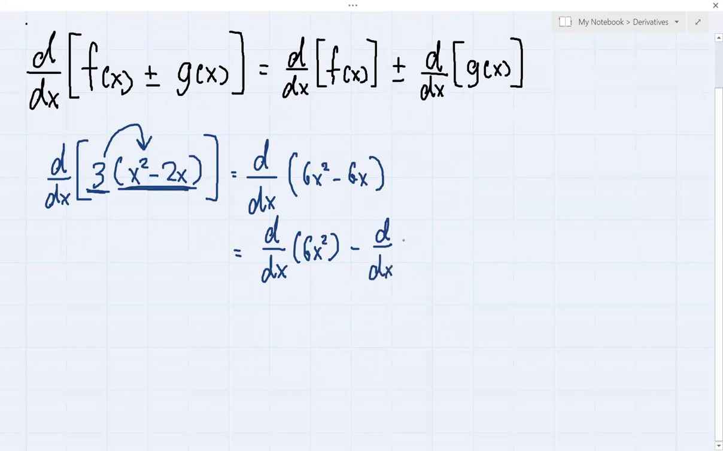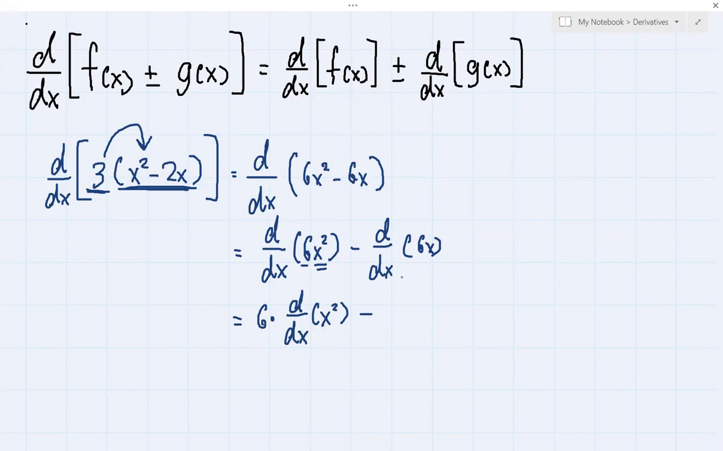Alright? Ayan. Sa first term, meron tayong constant and algebraic function na x squared. So, ano ulit magagawin mo rito? We can bring out the 6 at kunin mo yung derivative ng x squared. Okay? Then next, meron tayong derivative ng 6x. Remember again yung second basic rule of differentiation na tinuro ko? Anong derivative ng term na may constant at x? The answer is yung constant. Therefore, derivative ng 6x ay 6.